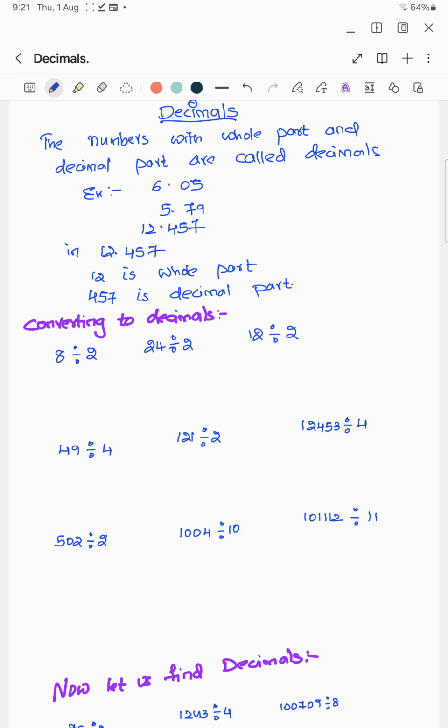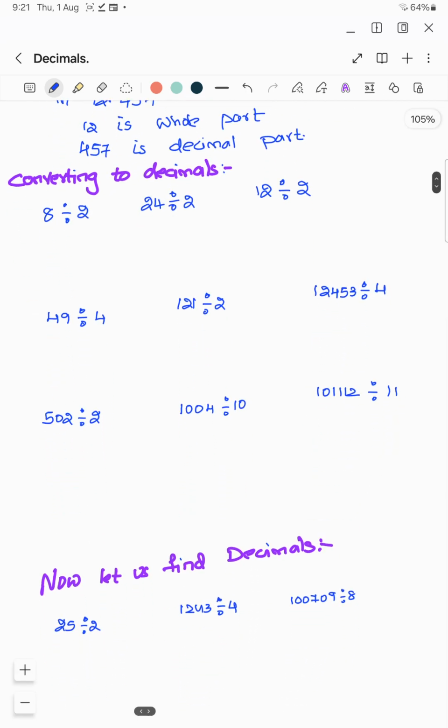Okay, what are decimals? Numbers with a whole part and a decimal part are called decimals. Example: 6.05, 5.79, 12.457. In 12.457, 12 is the whole part and 457 is the decimal part.